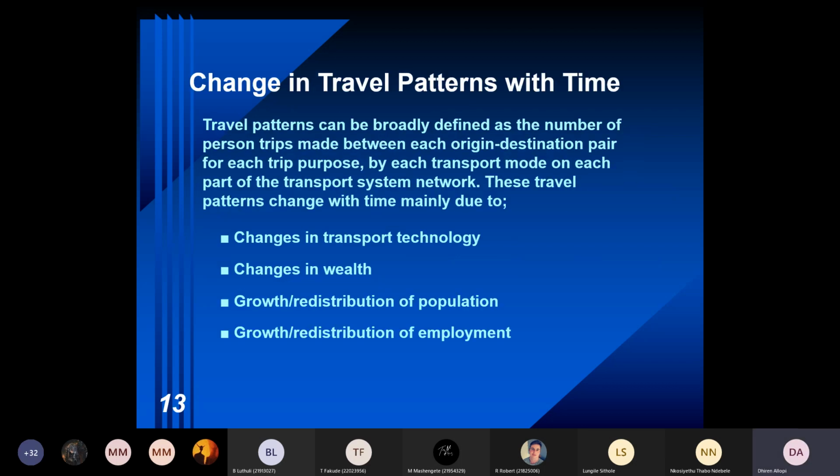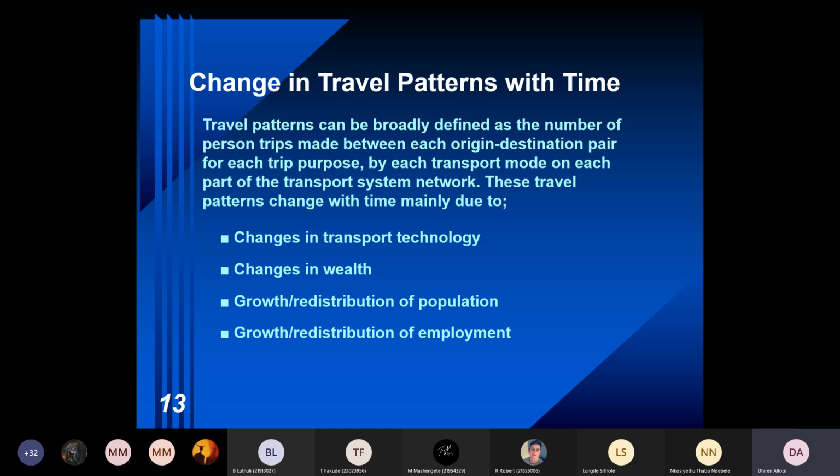Change in travel patterns with time. Now, when we talk in terms of travel patterns, what do we mean by travel patterns? You can see a broad definition here. Travel patterns is defined as the number of person trips that are made between each OD. OD is origin destination. You probably came across this terminology in 2A. Origin could be your home, destination could be campus, or home to your workplace, or home to a recreational facility.